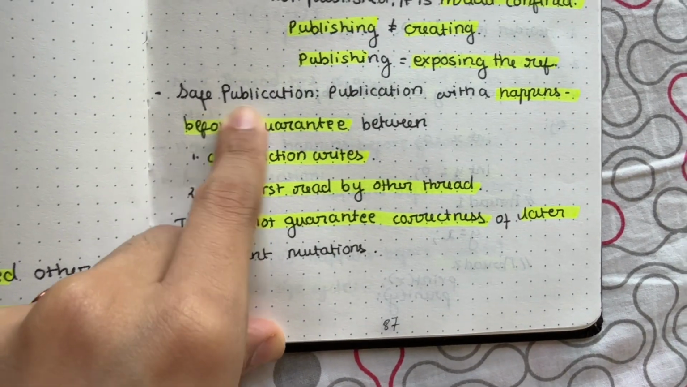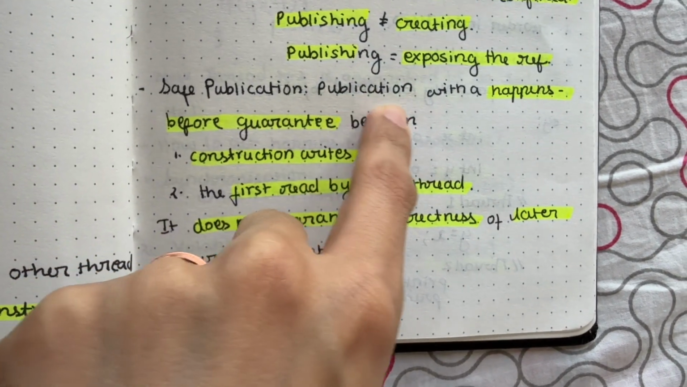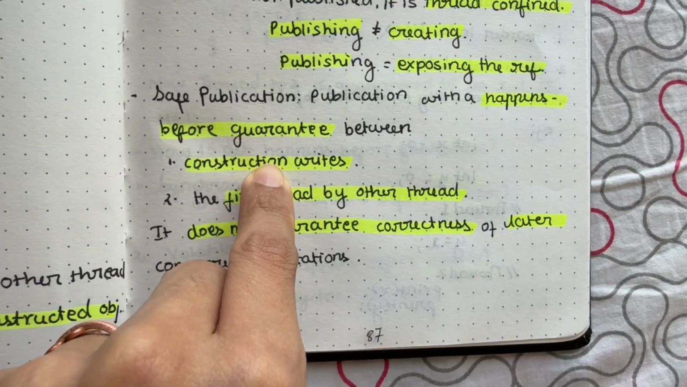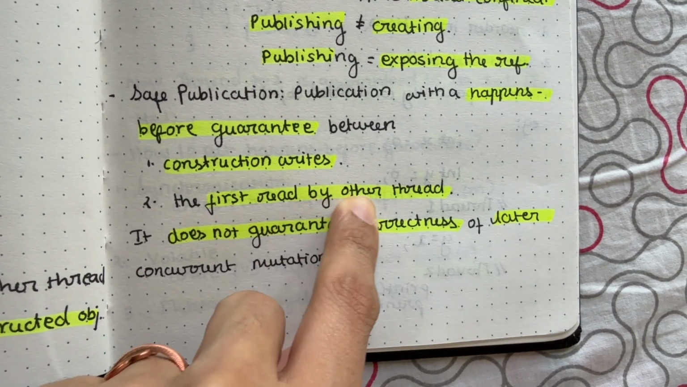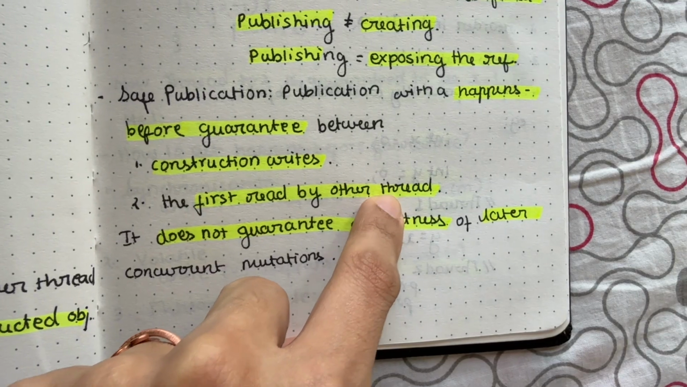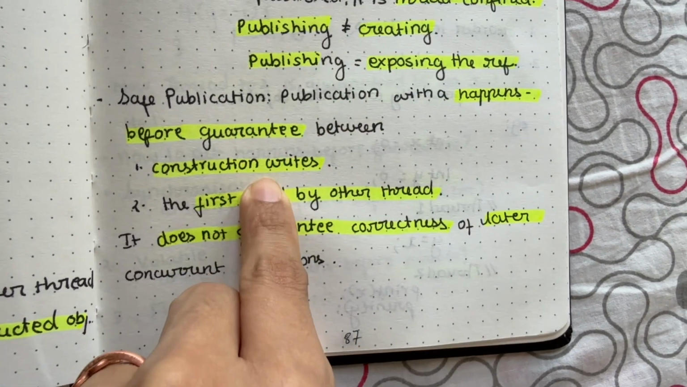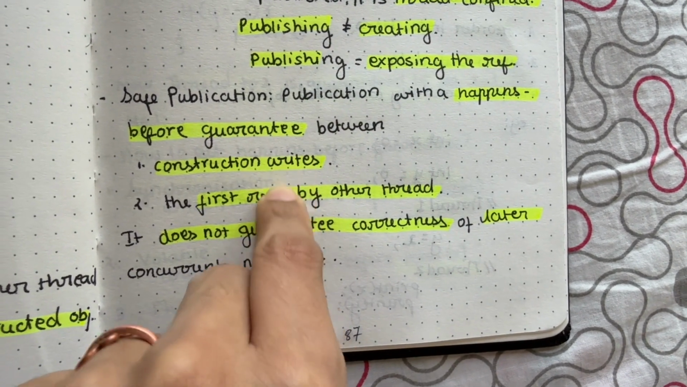Now let's move on to safe publication. Publication with a happens-before guarantee between construction writes and the first read by another thread. Now let's see what the happens-before guarantee is first, and then we'll look at these both.